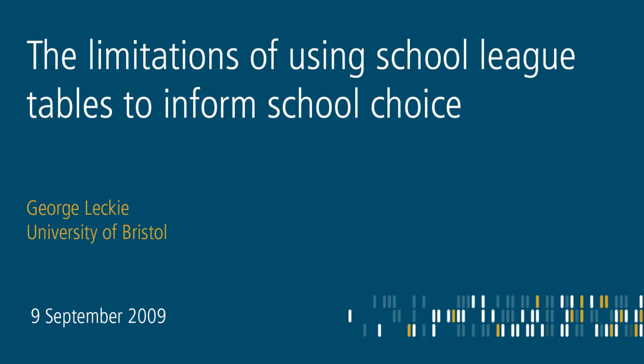Okay, so I'll start with a brief history of school league tables in England. So we've had them for around 15 years. And the first tables were simple school averages, so the proportion of children who get five or more good GCSE grades in each school. And this, of course, is a very unfair way to compare schools because schools also differ widely in their initial intakes at age 11.